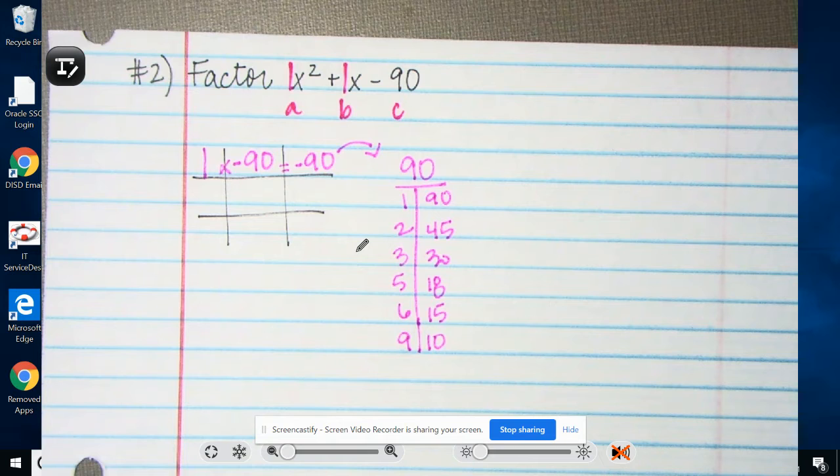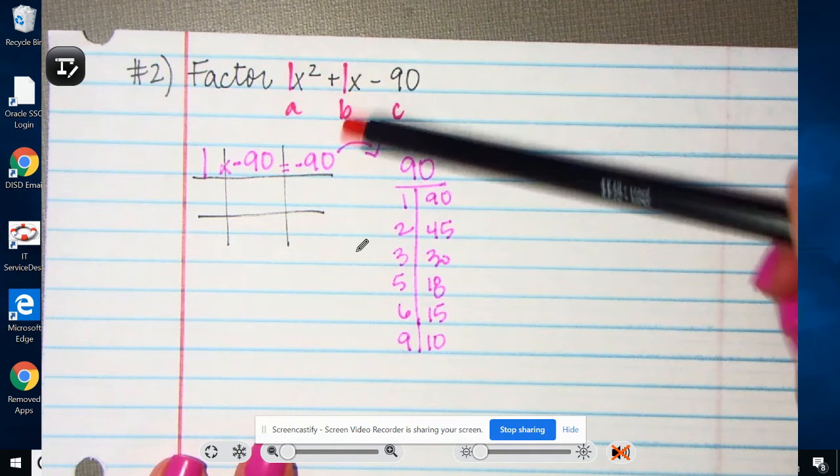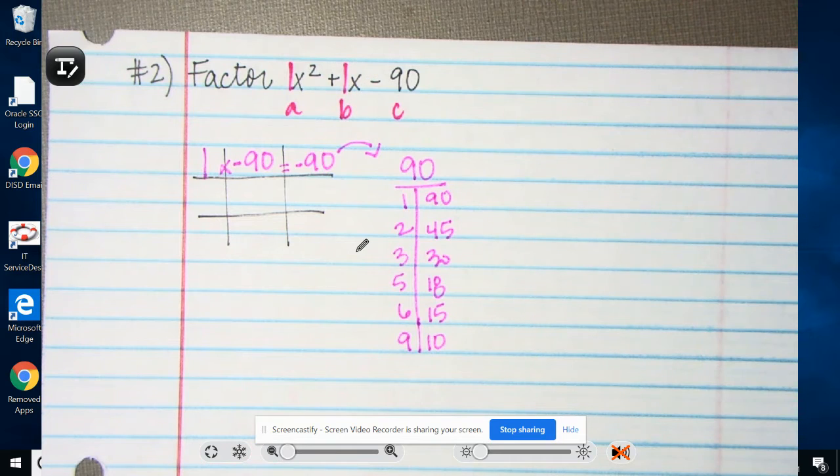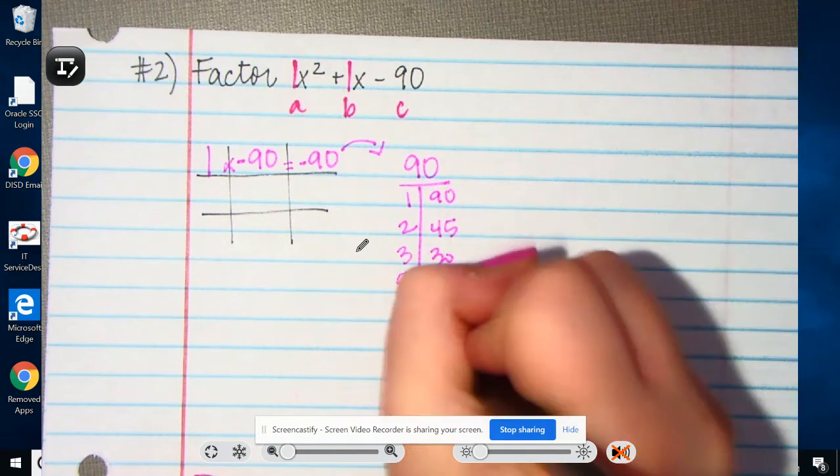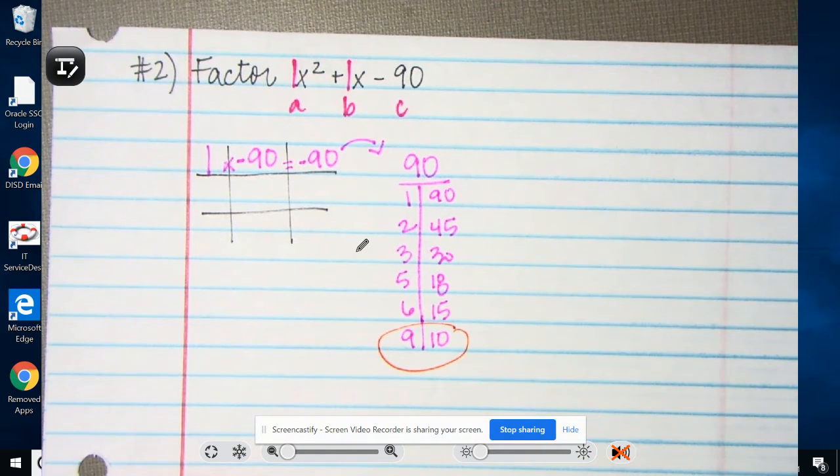So once you've listed out all your factors, we need to figure out which set we're going to choose. We're going to go look at our B value for that information. So my B value is 1, so that means that the numbers I pick need to either add up to 1 or have a difference of 1. Okay? And looking at those, the only one that we have that has a difference of 1 is going to be 9 and 10. So those are the two numbers we're going to use.